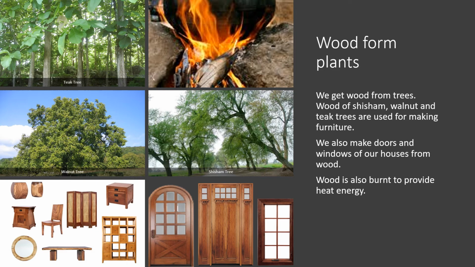Now we have new furniture made in our house. How do we make all this furniture? What do we use to prepare the furniture? Yes, we use the wood of the trees to make furniture. So all our furniture, doors and windows are made from wood, but not any wood and all wood. There are certain wood trees which are cut down in order to make this furniture. They are teak, walnut tree, and the shisham tree.